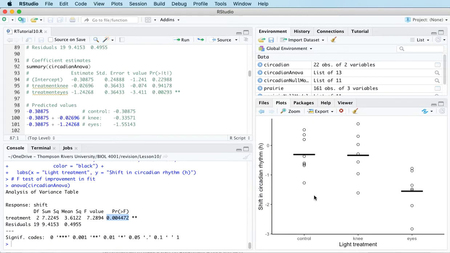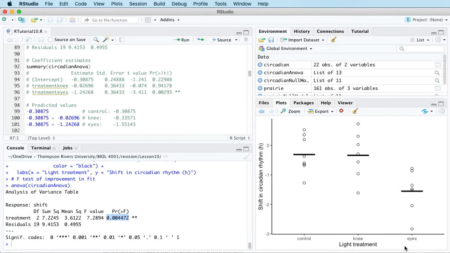So now that we've determined that this model does represent a significant improvement in fit over this model, I can use this model to make predictions. In this case, there are 3 predictions I'm interested in making. One is the shift in circadian rhythm for patients who have the control treatment, and then I want to predict the response variable for patients with the knee treatment, and then finally I want to predict the response variable for patients with the eyes treatment.